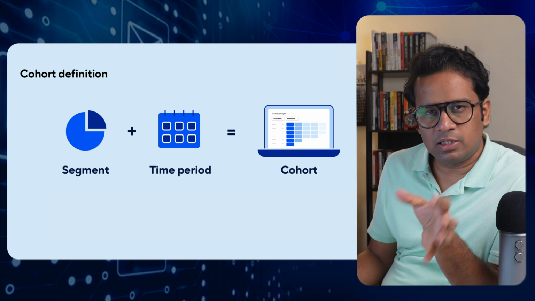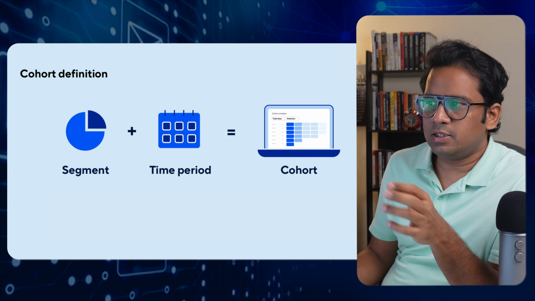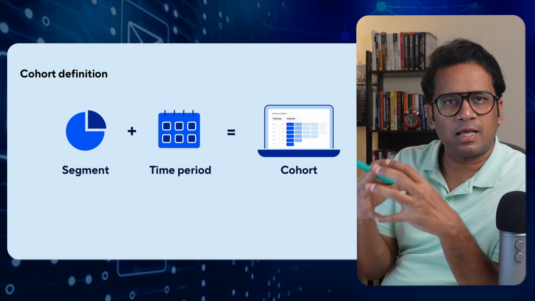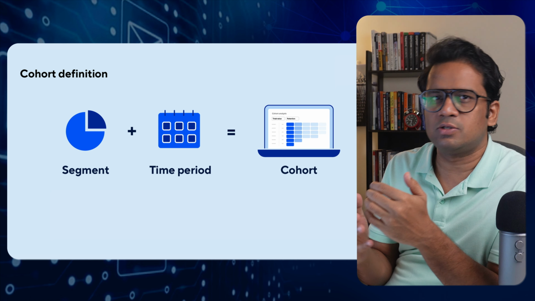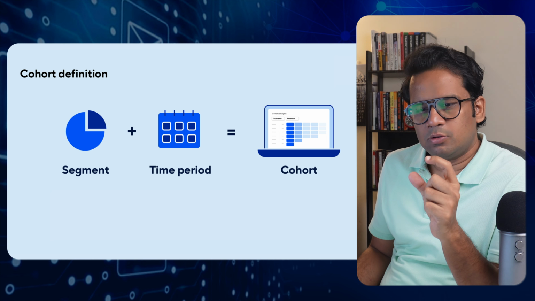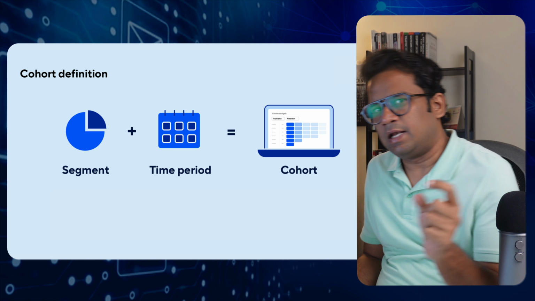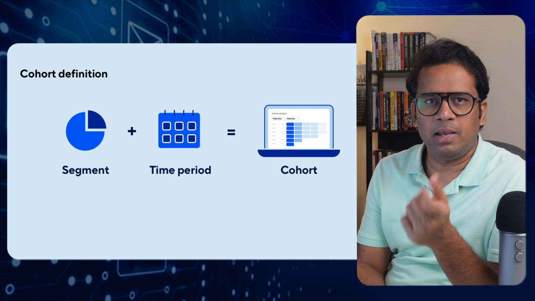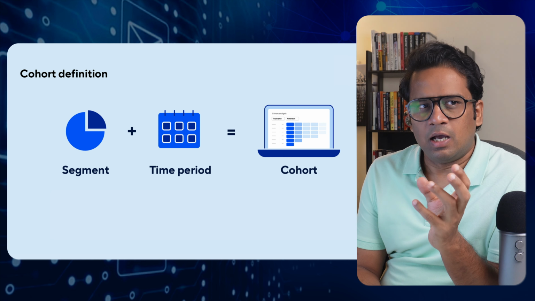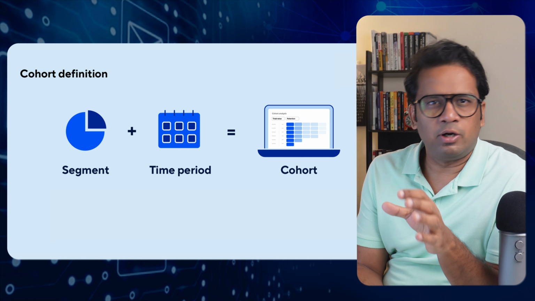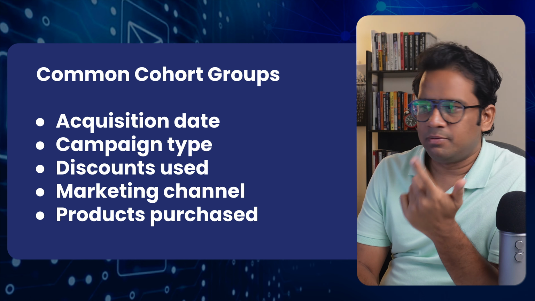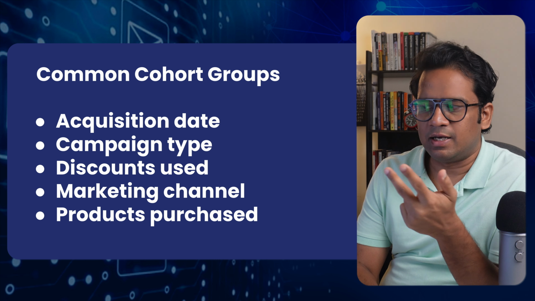So segments are also the same, but the point is that with a segment you are looking at the group collectively, so there is no time difference. In a cohort there is a time period: you bundle them up, segregate them, and then analyze their behavior over time. That is the main differentiating factor. So you finalize 100 people and you just monitor those 100 people over time. Common cohort groups include your acquisition date, your campaign type, your discounts used, marketing channels, or product purchased.